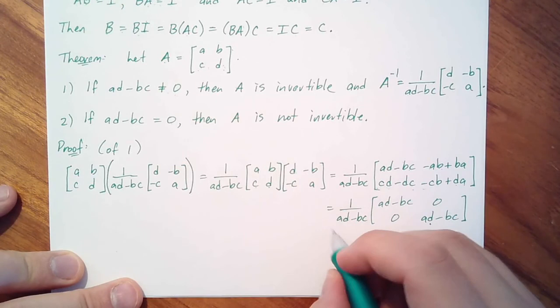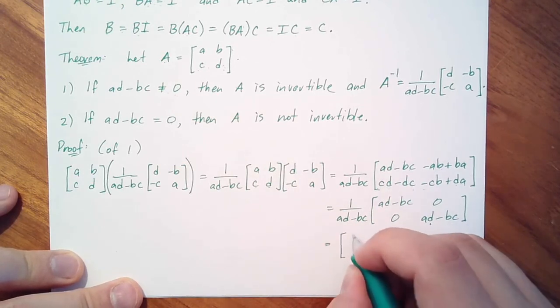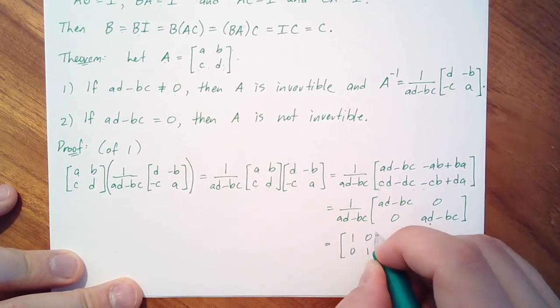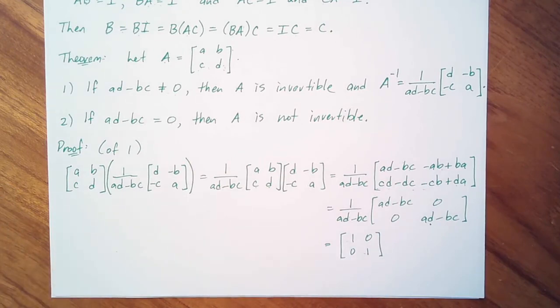So what you're going to end up getting is the 2 by 2 matrix consisting of 1's along the main diagonal and 0's elsewhere. So this is the identity, right? That's the 2 by 2 identity matrix.